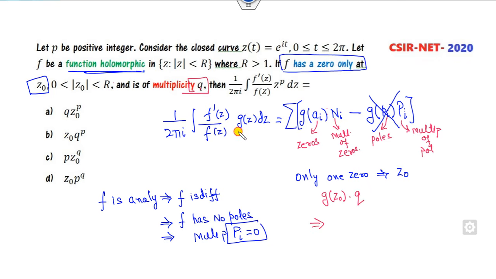Now you can compare this function. What is g? It is z raised to power p. So the right answer of this integration is z0 raised to power p into q. z raised to power pq is the right answer of this problem.